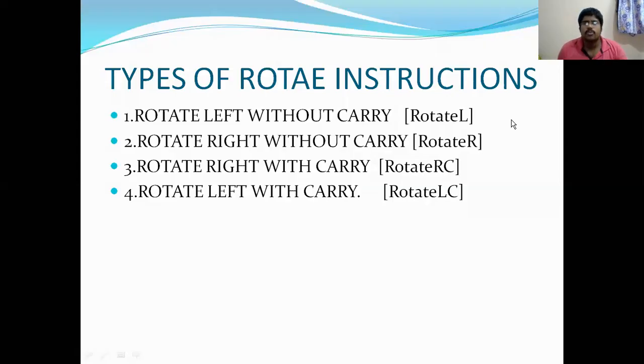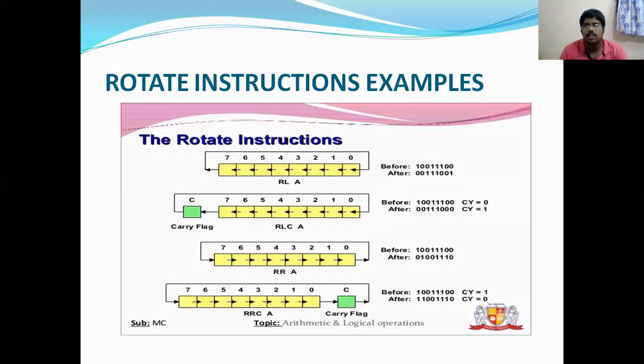We are going to discuss these 4 types of rotate instructions one by one. With this example, you can get an easy idea of what is meant by rotate left, rotate right, rotate left with carry, and rotate right with carry. The first instruction is RL, that means rotate left. If you don't mention anything, that means rotate left without carry. What does it mean? Rotate left without carry.